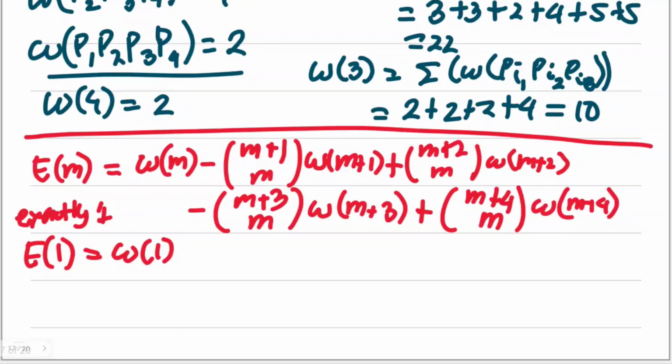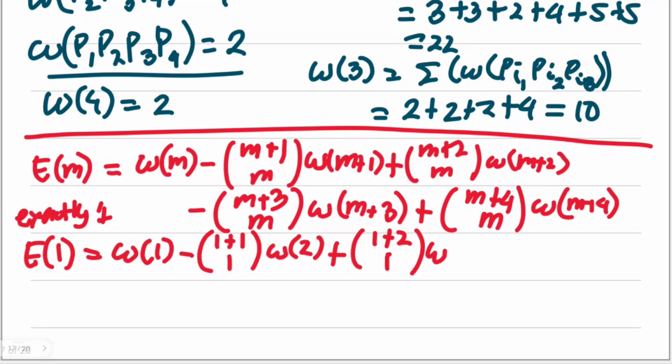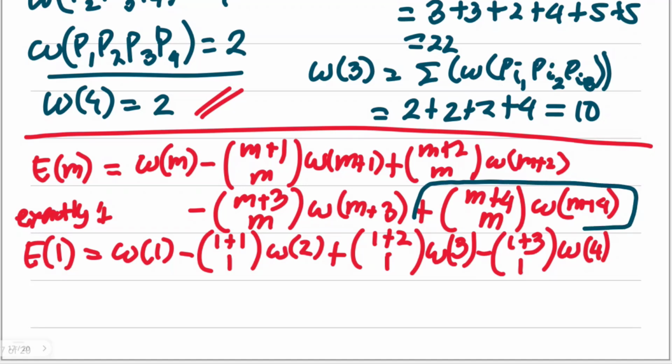Okay, then you will have here 1 plus 1 taken 1, omega of 2, plus 1 plus 2 taken, your m is still 1, omega of 3. Okay, that's m plus 1, right? Then you have here minus 1 plus 3 taken 1, and omega of 4. I believe we ended up until 4, right? Omega of 4. So we don't actually need this portion of the formula just to solve for the exactly one. But we might be able to use that in other aspects.